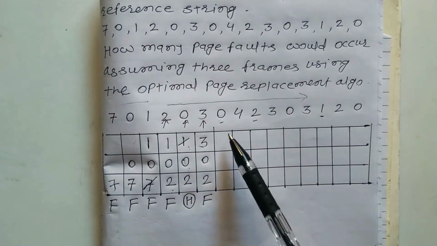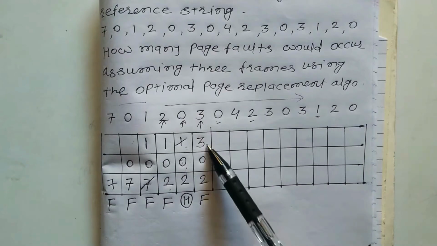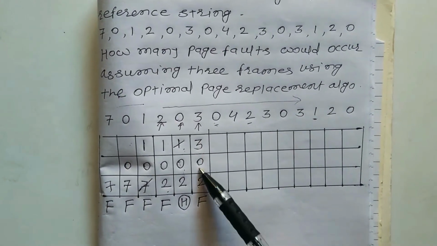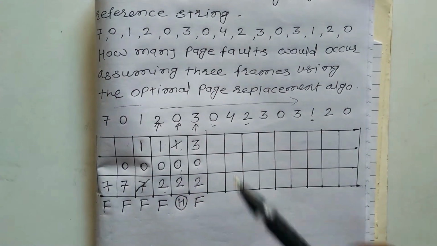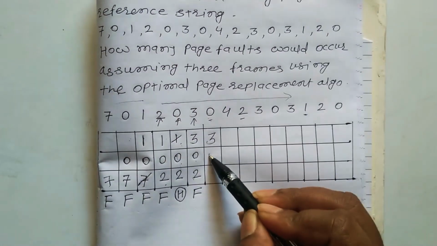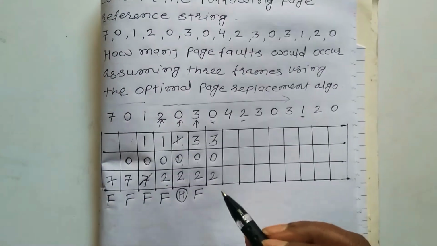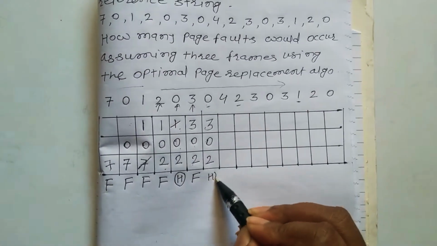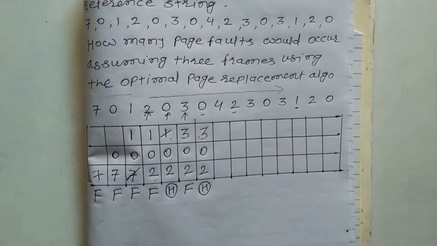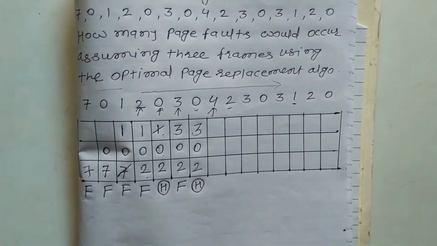Now the next page you want to insert in the main memory is 0. And if you see the previous frames, 0 is already there in the main memory. So this is a page hit. Whenever a page hit happens, I will write down the previous pages as they are. This is a page hit.